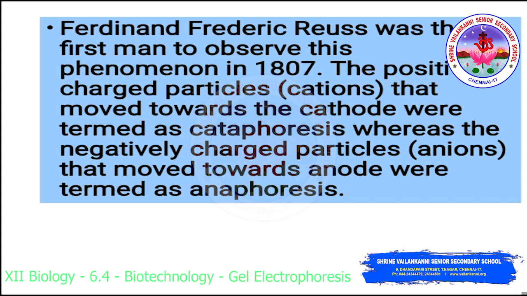So electrophoresis, based on the charges, is of two types. One is cataphoresis and the other one is anaphoresis. Cataphoresis refers to the positively charged particles moving towards the cathode, whereas anaphoresis, where the particles move towards the anode, is called anaphoresis.